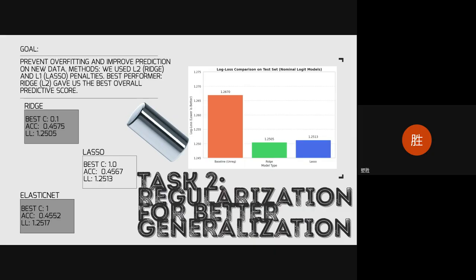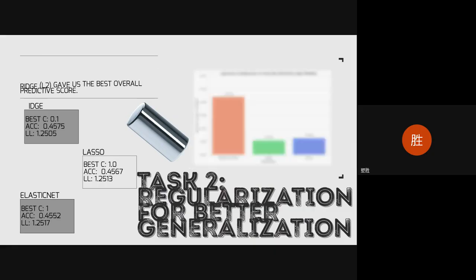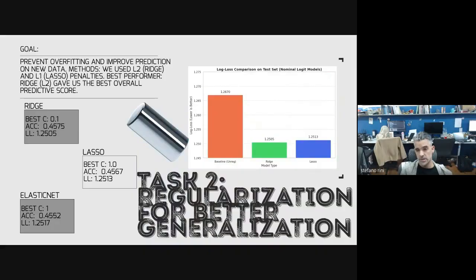And next slide, please. Can you also, yeah. So here you chose the lambda that gives you the best log loss, right? Correct? Yes.